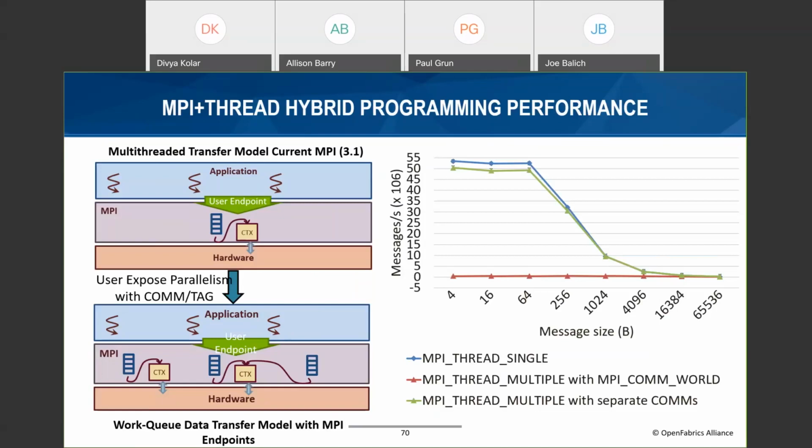And the red line here is basically using multi-threaded communication with the same communicator. In this case, we won't be able to optimize anything, because from the MPICH perspective, it seems all the traffic is coming from the same pipe. So it only gets mapped to one VNI, and essentially this is the baseline that we have today without any optimization. Okay, next slide, please.